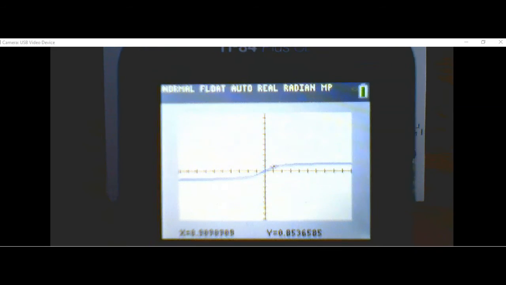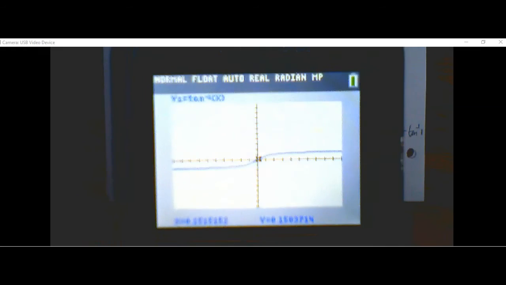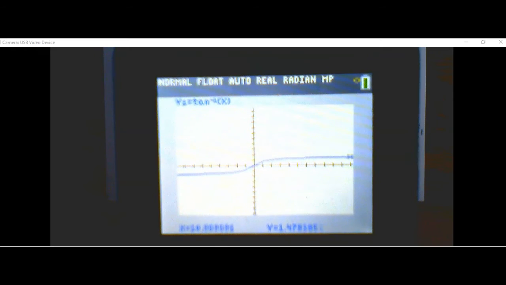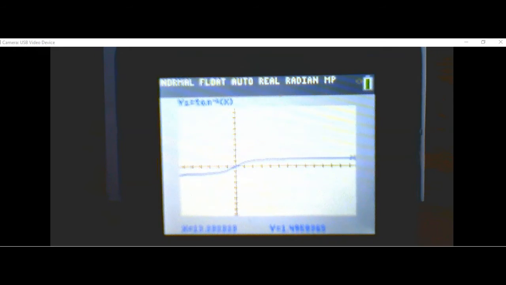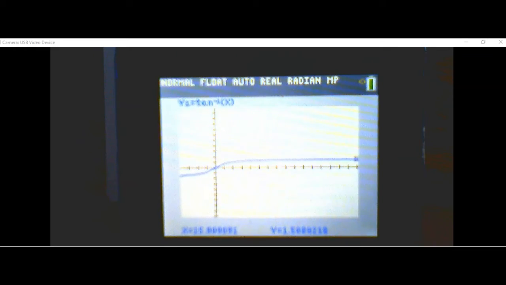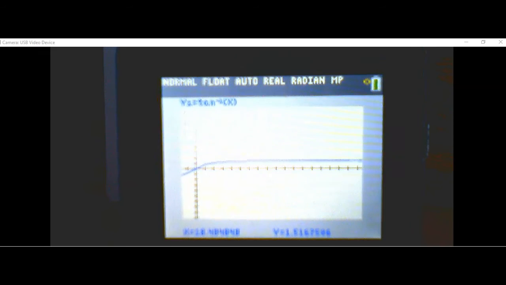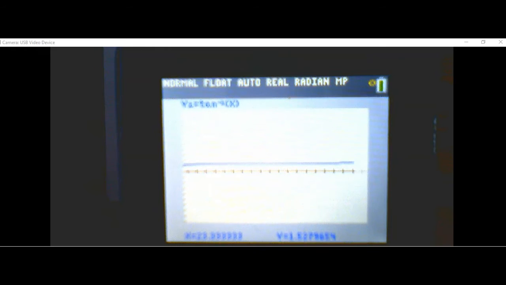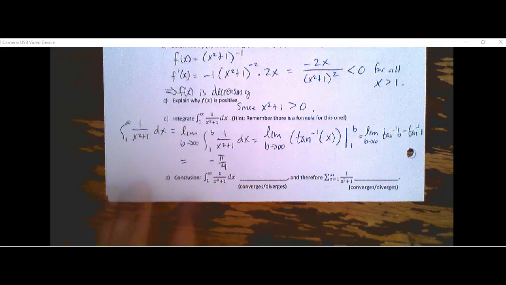It looks like the tan inverse is approaching some value. You can see the y-coordinate is increasing slightly, but ever so slightly. This looks like it's leveling off to a particular value. In fact, it is leveling off to a specific value, and that value is pi over 2.